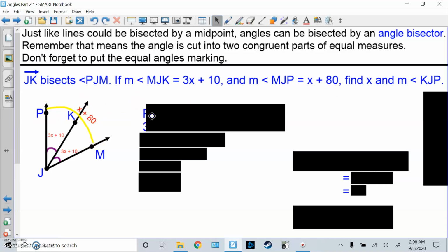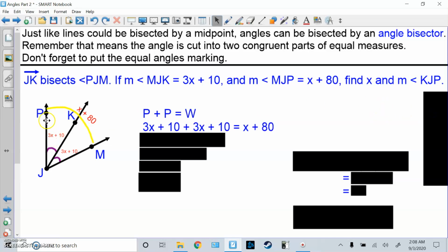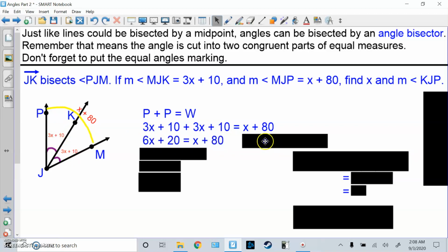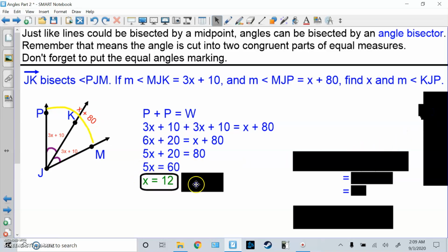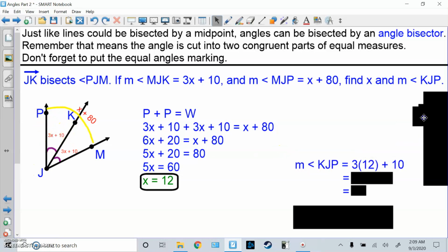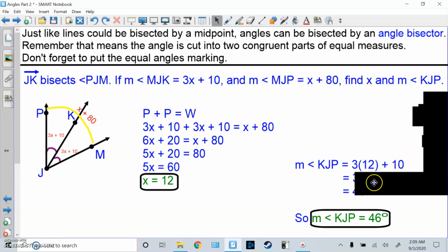So finally, I do angle addition, part plus part equals whole. Now they didn't give us PJK, but I knew it's the same, so I just replaced it with 3x plus 10. So 3x plus 10 plus 3x plus 10 equals x plus 80. Combine like terms, and get x to one side by subtracting x. Subtract 20, divide by 5, we get 12. So we answered the first half of the question, find x. Now let's find KJP. KJP is this left angle. We know it's 3x plus 10, so let's plug in 12 for x. 3 times 12 plus 10. 36 plus 10, that's 46. Use the unit. Alright, so that's the answer there.